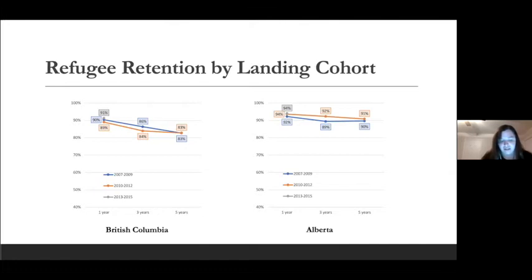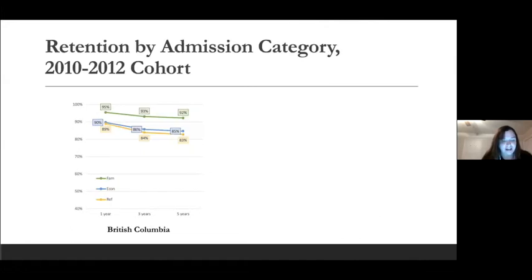And one likely explanation for these rates is refugees' economic success in Alberta. Our research has found higher employment rates and higher incomes among new refugees in Alberta compared to those in other provinces, including BC. So next we'll look at refugees in comparison to immigrants from other admission categories who arrived in the same cohort, 2010 to 2012.